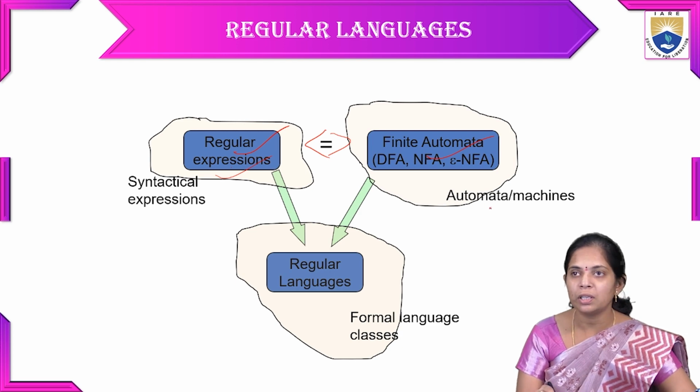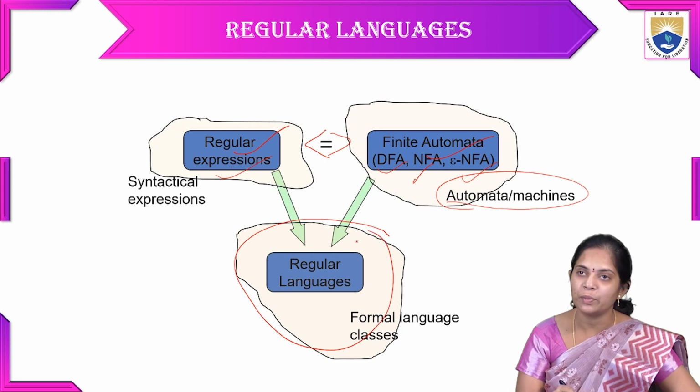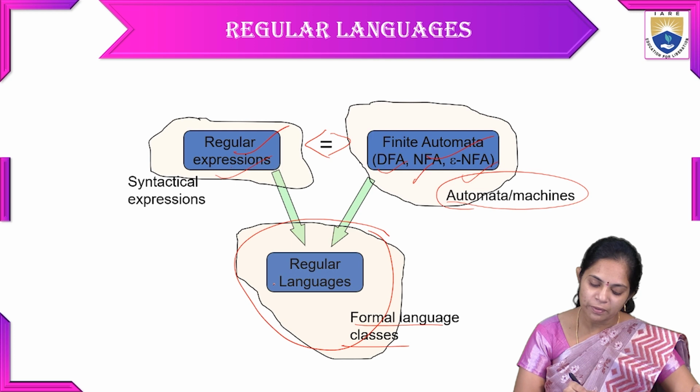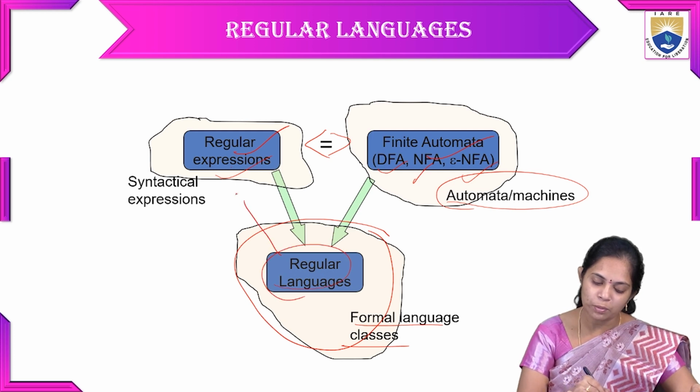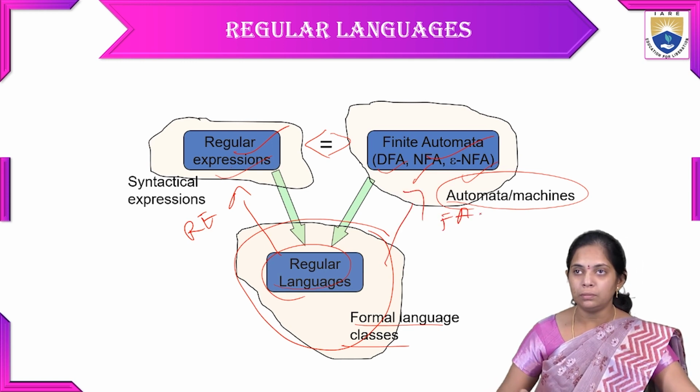And the finite automata, these topics are already discussed: deterministic finite automata, non-deterministic finite automata, and epsilon NFA. These are all the automata and machines. If you combine both, we get the regular language. Regular languages are formal language classes. With these regular languages, we can form the regular expression and we can form the finite automata. Next slide.